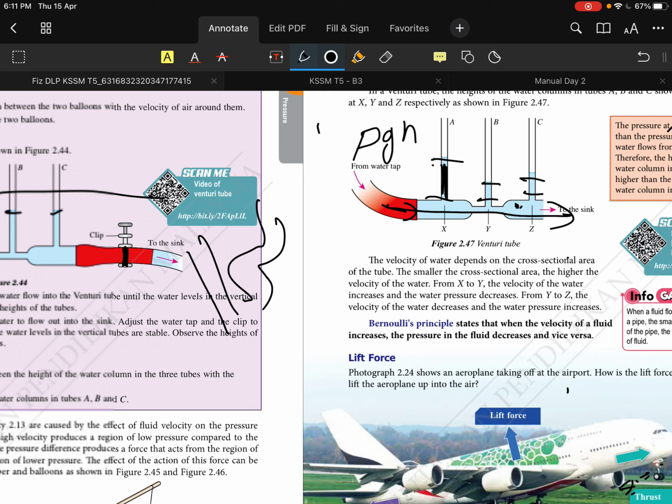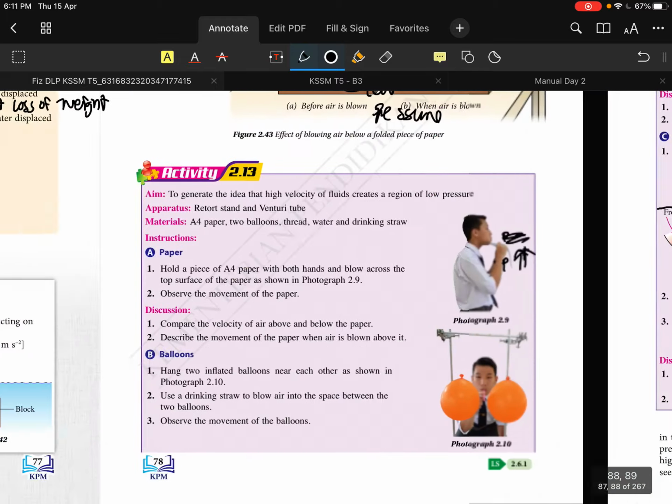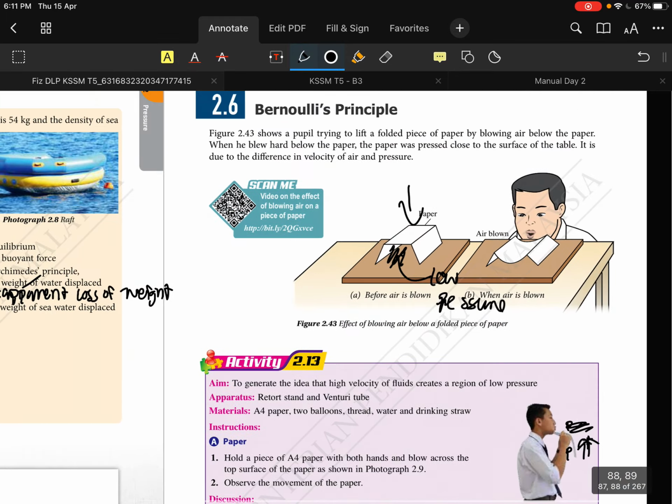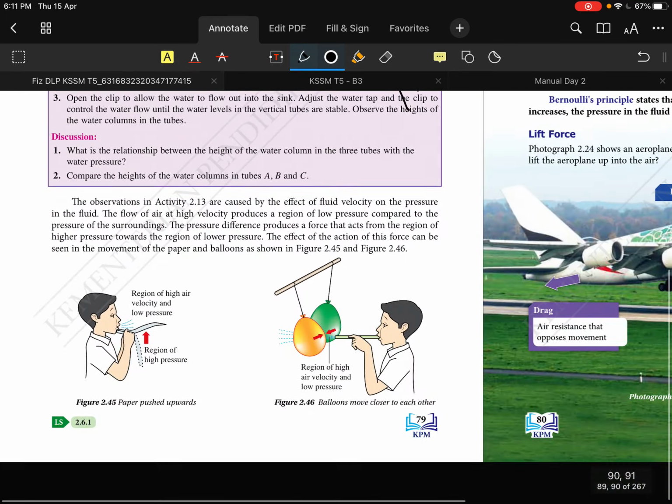But again, even if it's wrong, that doesn't matter anyway. The main point is B and C. Why are B and C's levels lower than A? B and C's levels are lower than A because the velocity of the water flowing through here is higher. How is it higher? Simple terms.